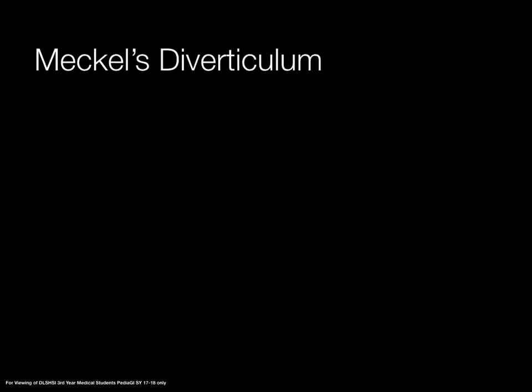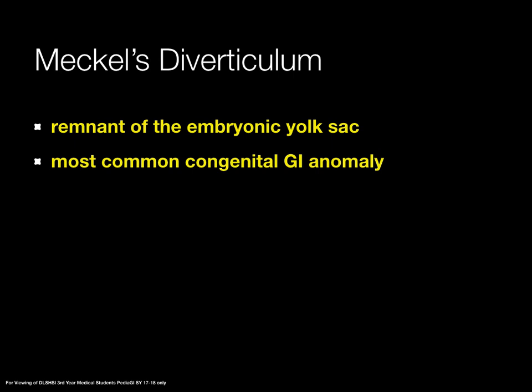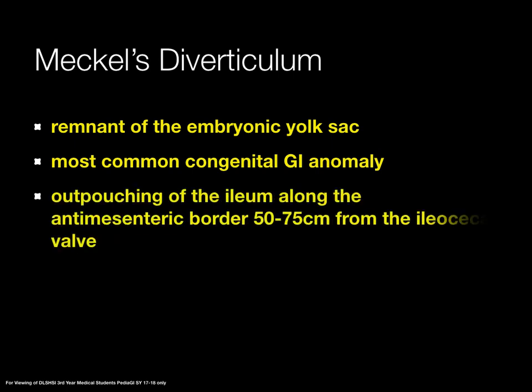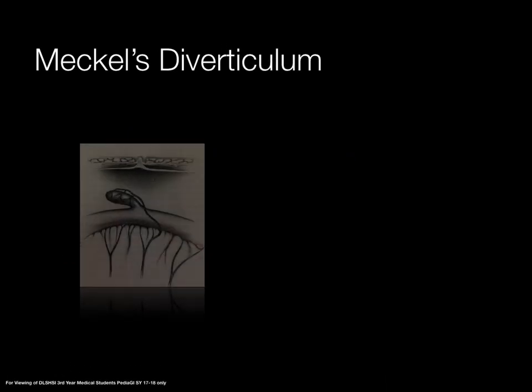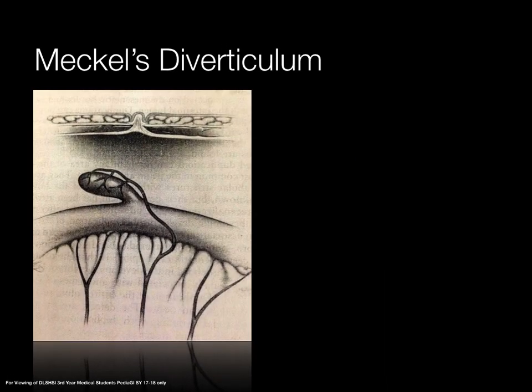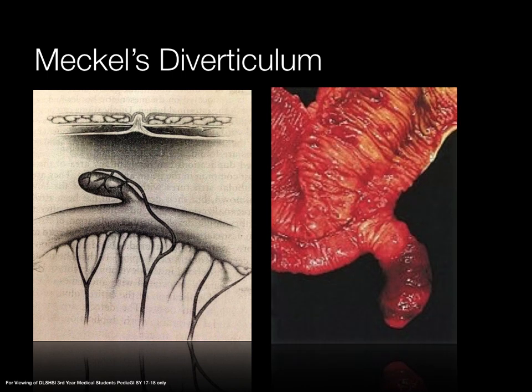The next topic is Meckel's diverticulum. It is the remnant of the embryonic sac from the omphalomesenteric duct or the vitelline duct. It is the most common congenital gastrointestinal anomaly, and it is an outpouching of the ileum along the antimesenteric border 50 to 75 centimeters from the ileocecal valve. Here is the picture of Meckel's diverticulum.